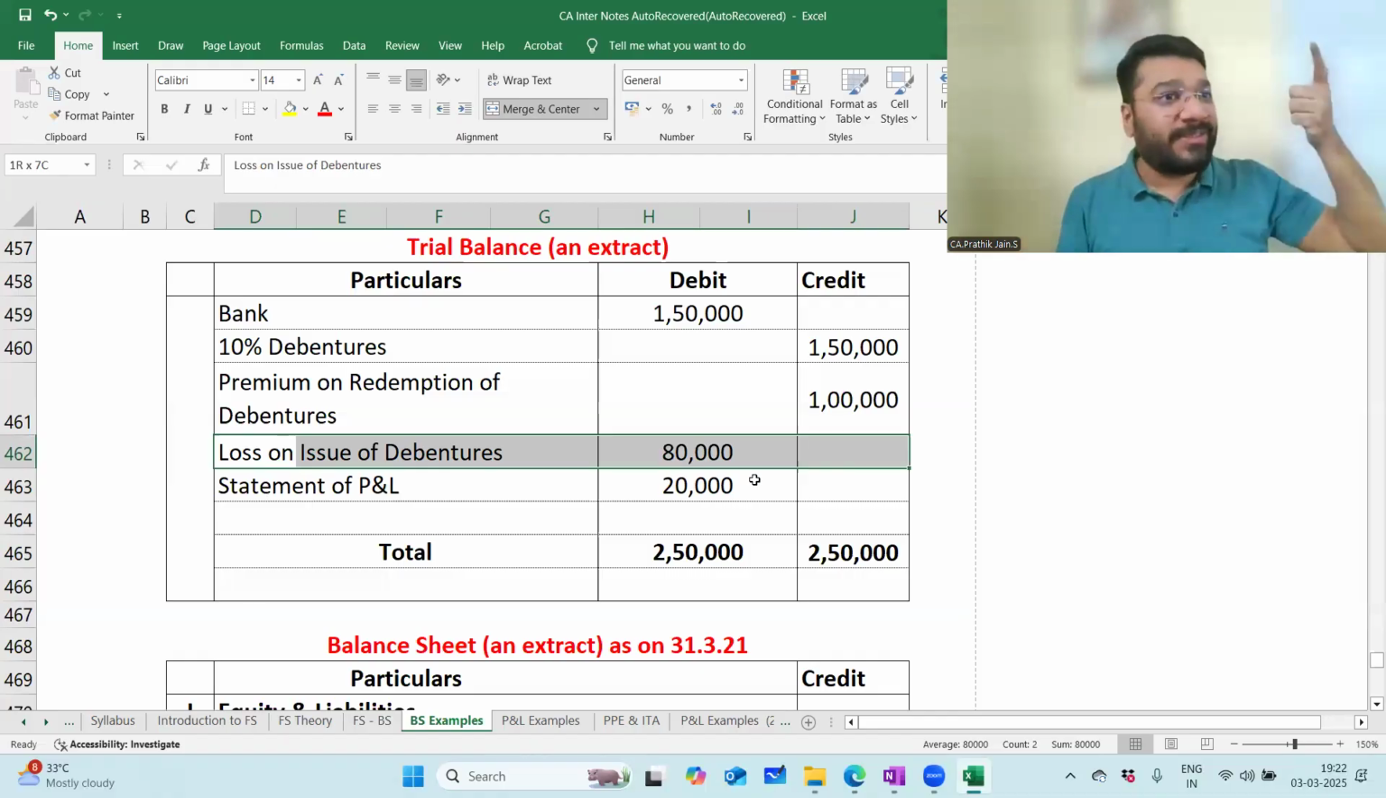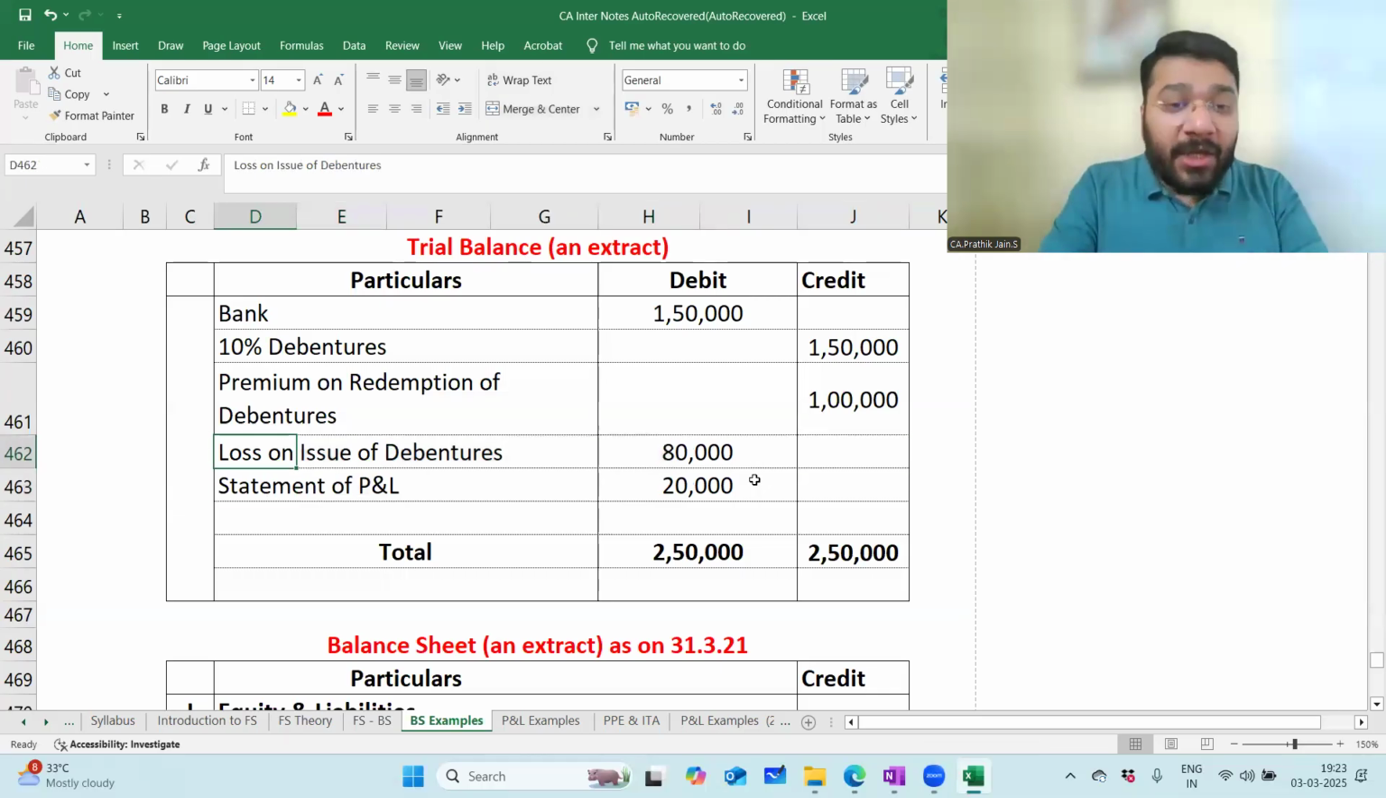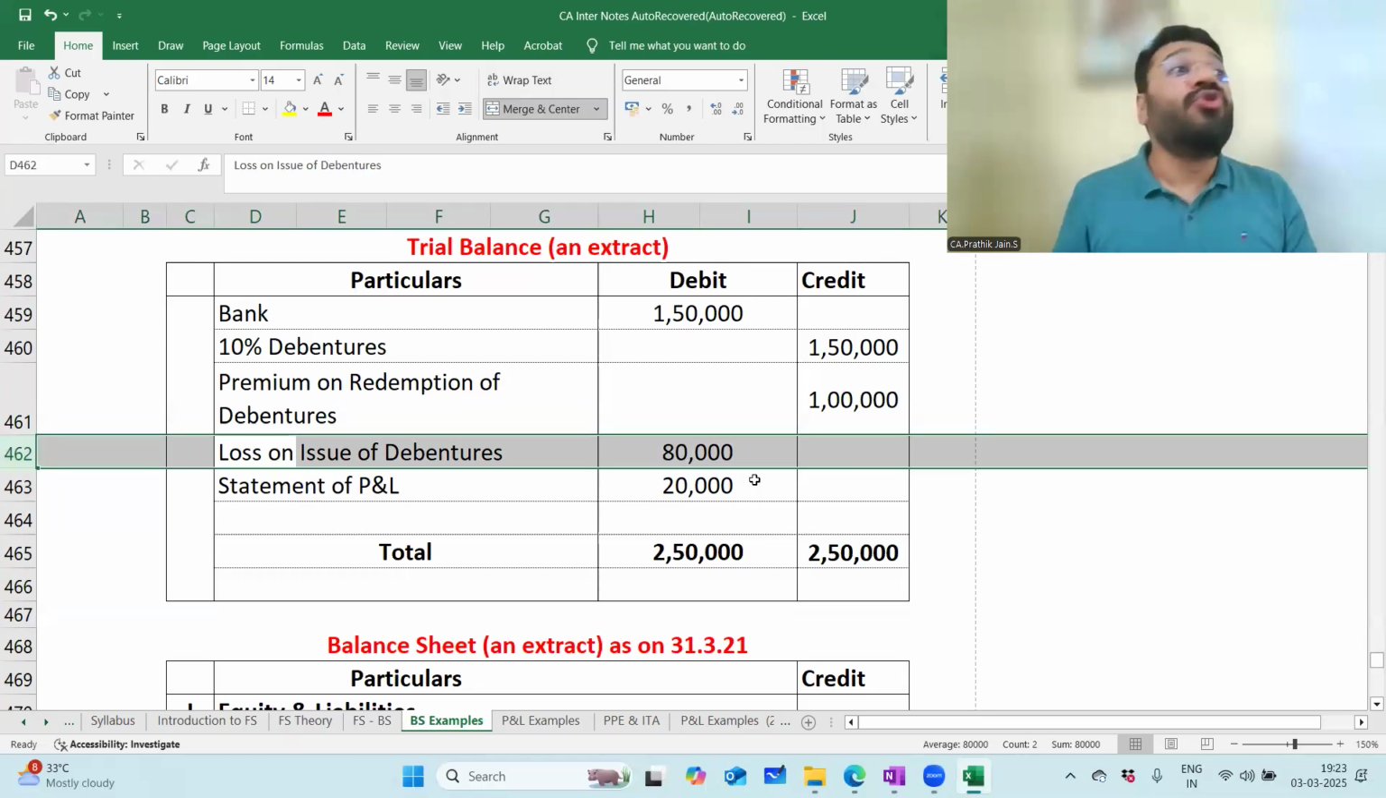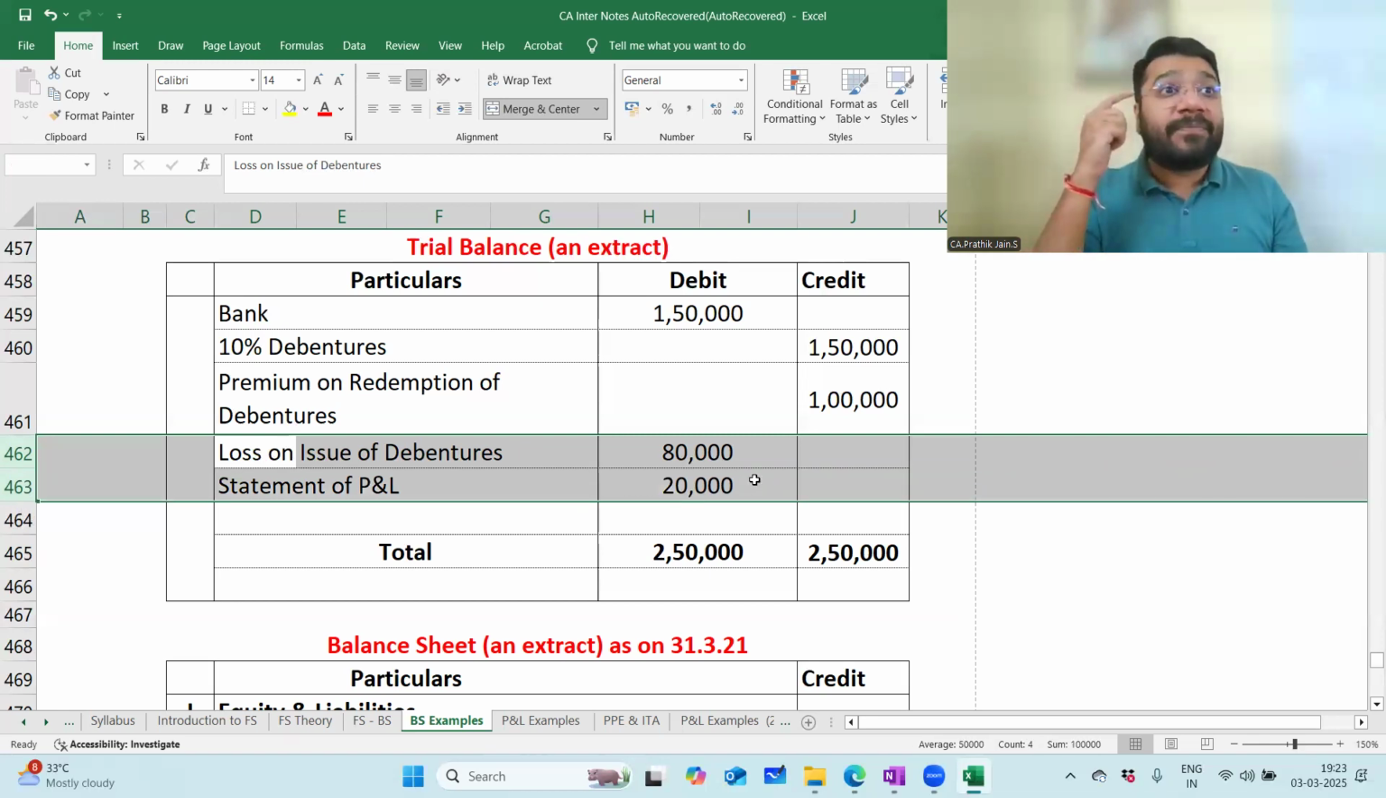It's a future loss. Like loss on issue of debenture, you may have discount on issue of debenture. You may have miscellaneous expenses. You may have preliminary expenses. Below that, you have the statement of P&L. So your mind should strike: miscellaneous expenses given, preliminary expenses given, below that the statement of P&L also is given.